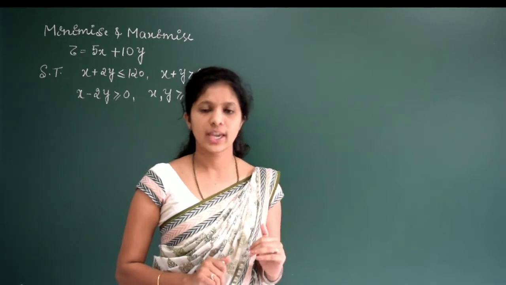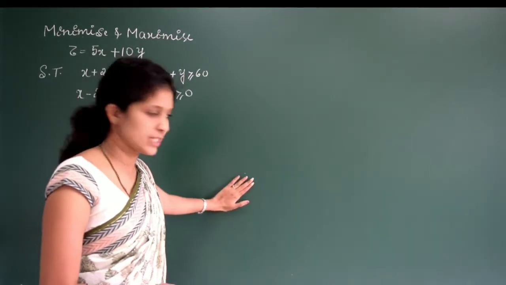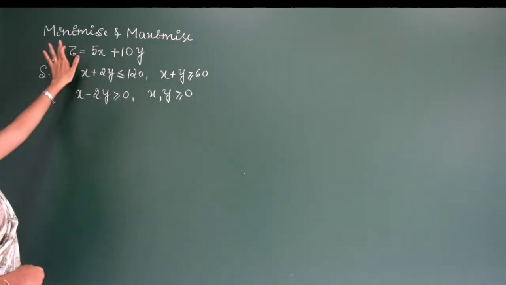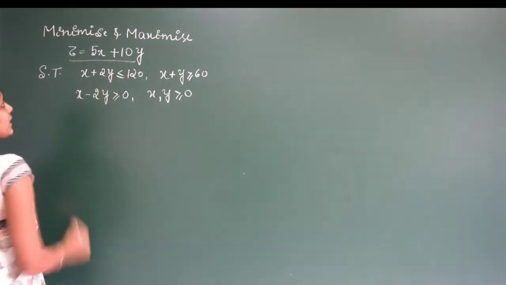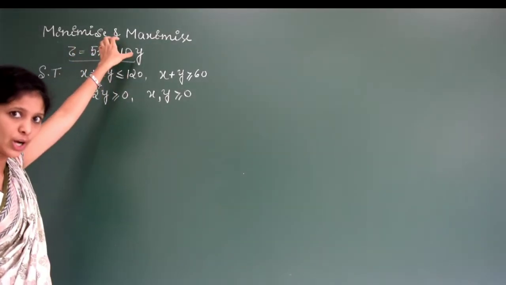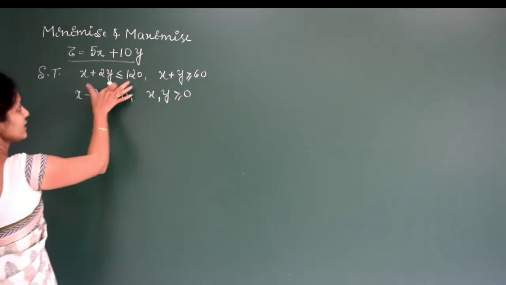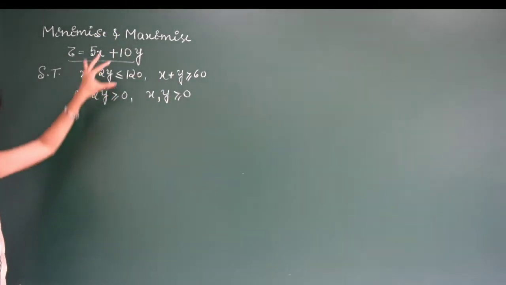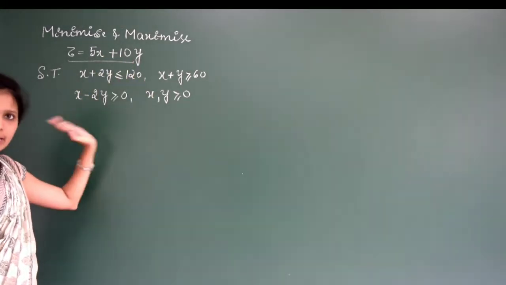Solve those problems, okay? Actually, you can solve this problem also, it is simple, but let me explain this one. See what you have to do. Minimize and maximize z is equal to 5x plus 10y. This is called the objective function. Here you have to maximize or minimize this function, and 4 inequalities are given. Those are called the constraints, right?